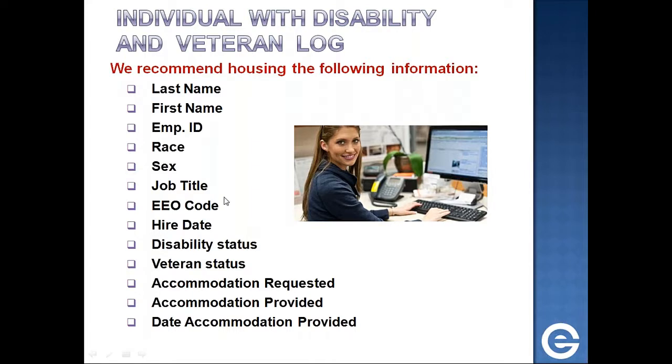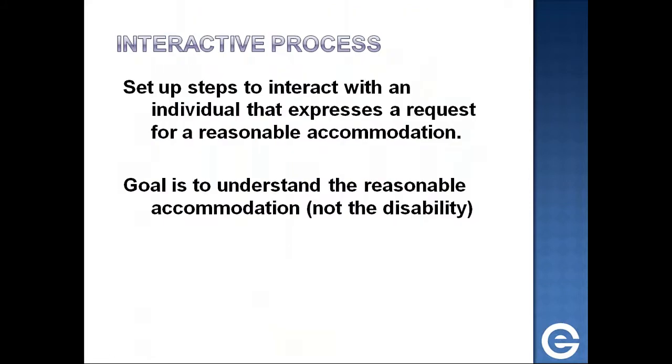Last name, first name, ID, race, sex, job title, EEO code, hire date, disability status, vet status, and then the accommodation requested, accommodation provided, and the date accommodation was provided. The reason we put veteran status is sometimes the individual may be a disabled vet.